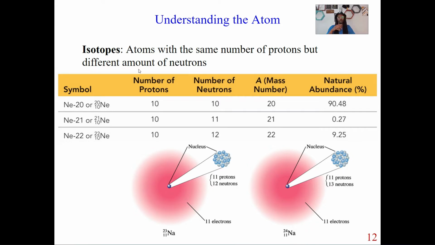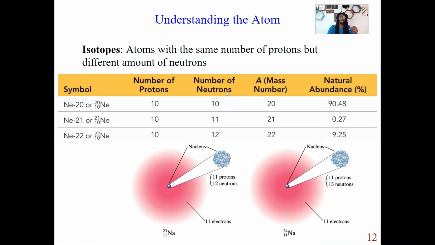Let's figure that out. Once again, let's just think about this word isotope. Atoms with the same number of protons, but a different amount of neutrons. So in order for it to be neon, neon must have 10 protons. If you don't have 10 protons, you don't have neon. So neon will always have 10 protons. Bam. So neon-20 has 10 protons. Neon-21 has 10 protons. Neon-22 has 10 protons. Okay, cool. What's the difference still? The difference is the amount of neutrons each one of these isotopes has.